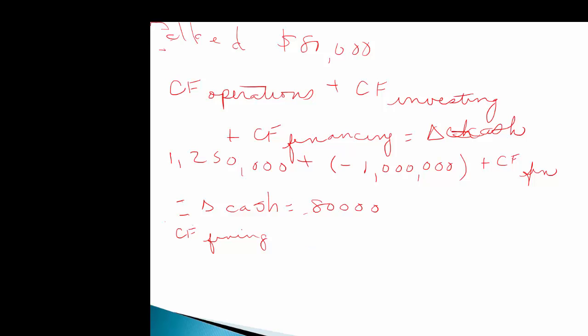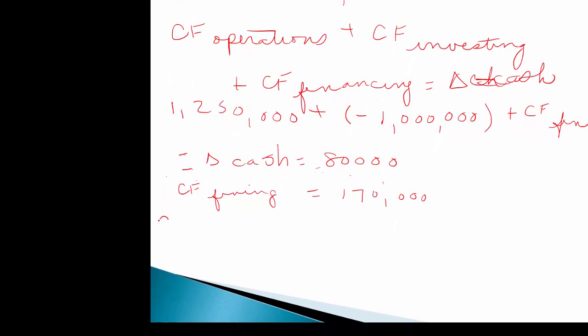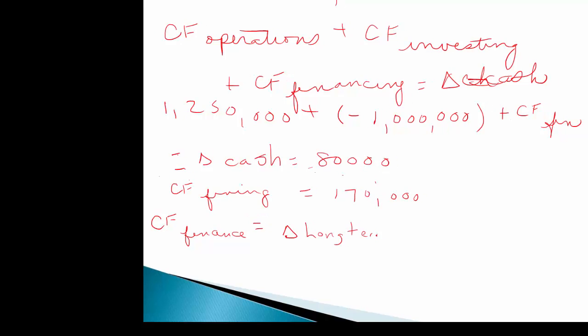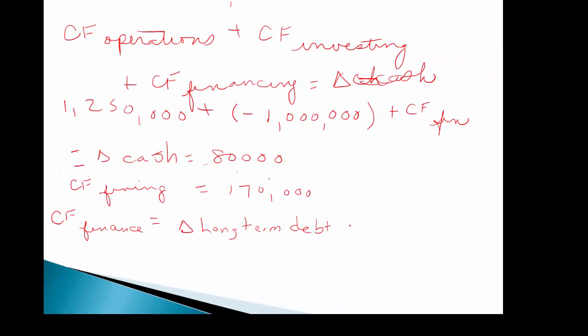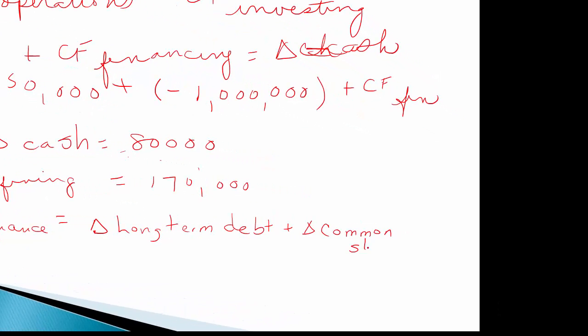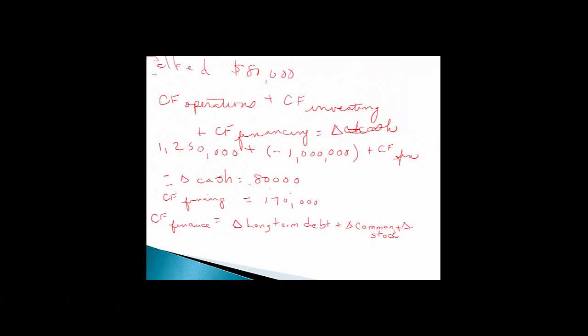1.25 million minus $1 million plus the change in cash flow from financing equals $80,000. Solve this and we'll get a cash flow from financing of $170,000. Now we will use the equation that the cash flow from financing is equal to the change in long-term debt plus the change in common stock, which is what we're solving for, plus the change in dividends.